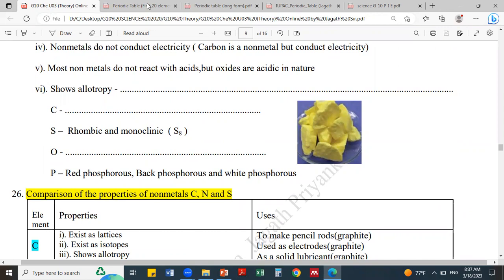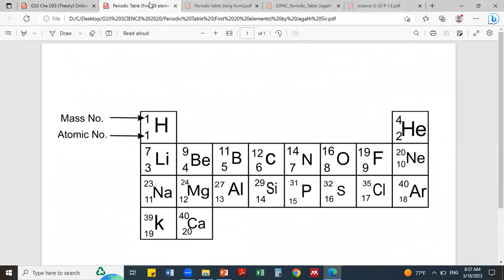So look here, I think I have shared this periodic table with you all. In this periodic table, the first three groups, you get mostly metals. Group 1, the first three columns, except hydrogen. And non-metals are found at the boundary between metals and non-metals. So hydrogen is a non-metal. Other than hydrogen, all this side is metals.